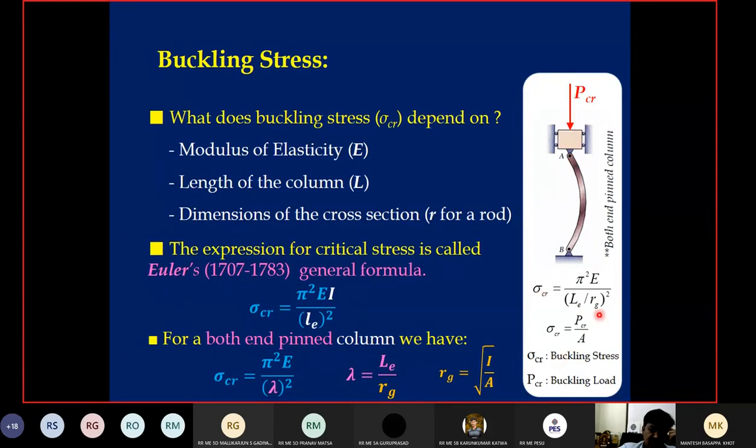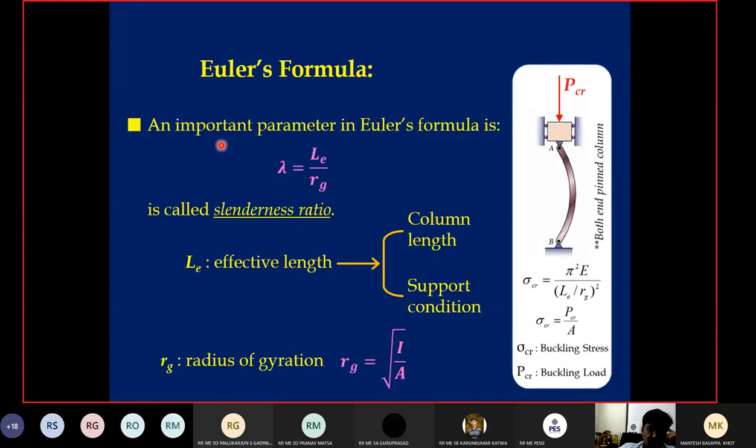You can see that we can easily make out that L by rg, where rg is the radius of gyration. So from this formula, you can get that the buckling stresses can be determined using this particular formula. An important parameter in Euler's formula is the one which I said, that is L by rg, the effective length by radius of gyration, which is called the slenderness ratio. That is defined as the effective length of the column to the minimum radius of gyration of the cross-section of the column. So that's very important that you should know.